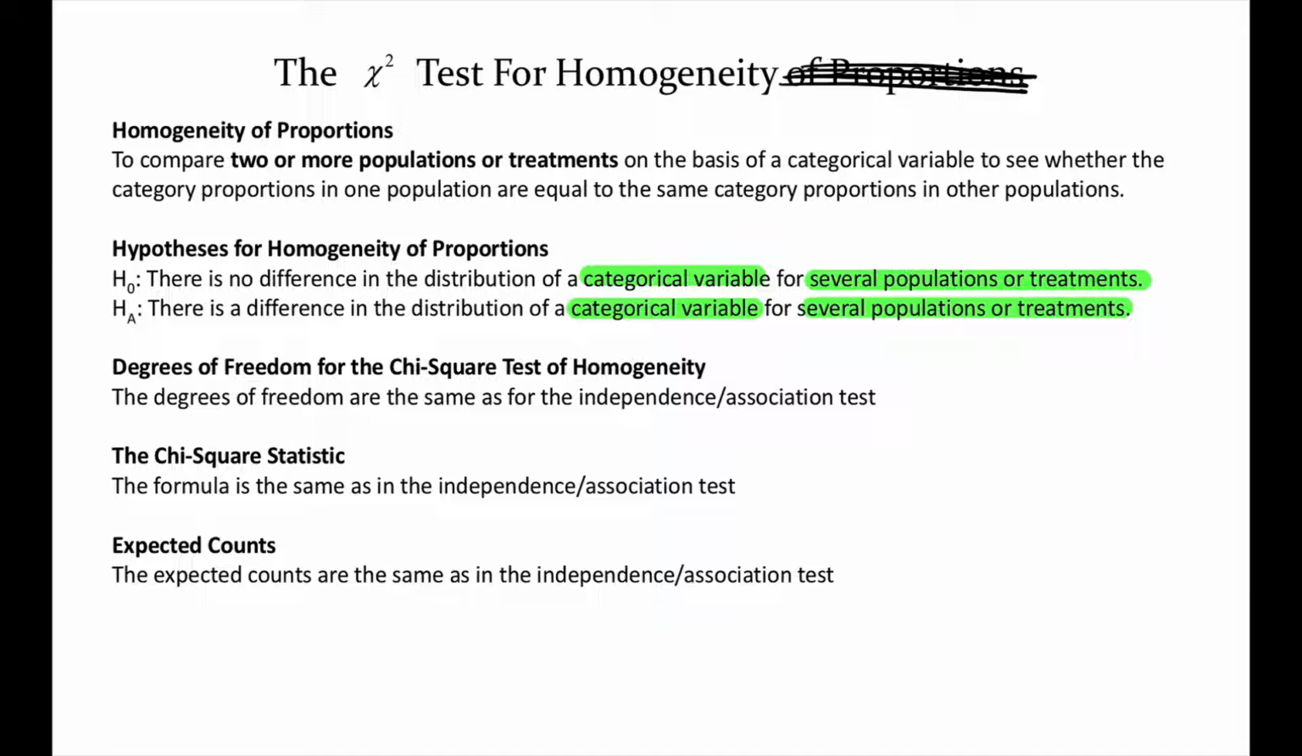Degrees of freedom is the same as yesterday, right? Rows minus 1, columns minus 1, multiply them together. The chi-square statistic is the same for all chi-square tests. Anytime you're doing a chi-square test, the statistic is always going to be the same. You don't have to memorize it because it's the very last thing on the back of your formula sheet. You just have to do it for each cell, like we did yesterday.